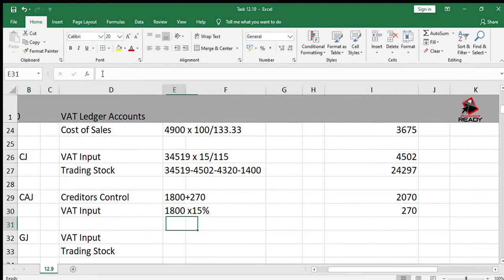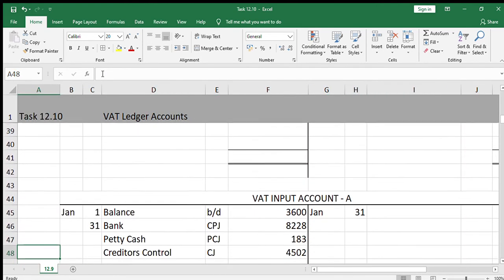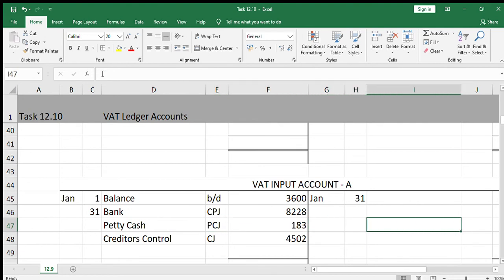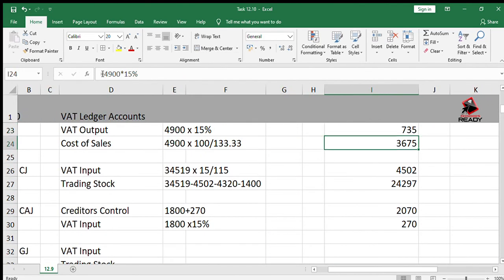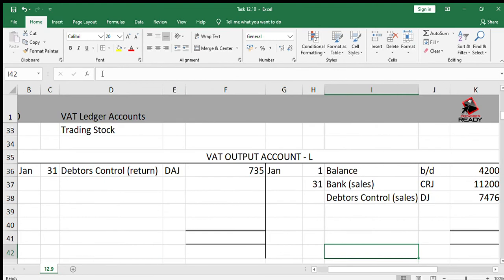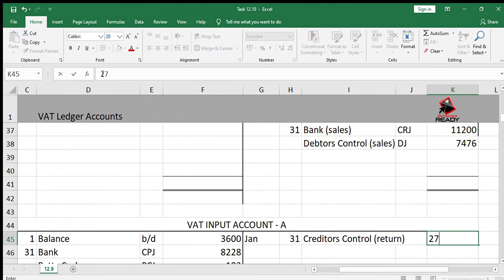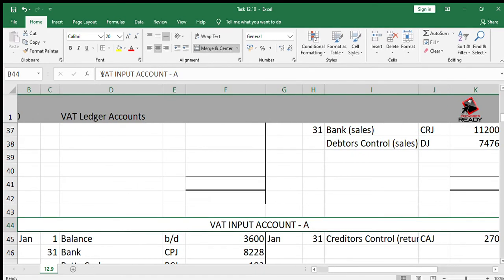Okay, we're interested in the VAT input 270. Now remember, this is an allowance, so it actually decreases the input. So we're going to put it on the opposite side, not the debit side, we're going to put it on the credit side. And what we returned was trading stock, but the details will be creditors control. If you like, you can put in brackets return. Okay, and the amount was 270. The folio is CHA.